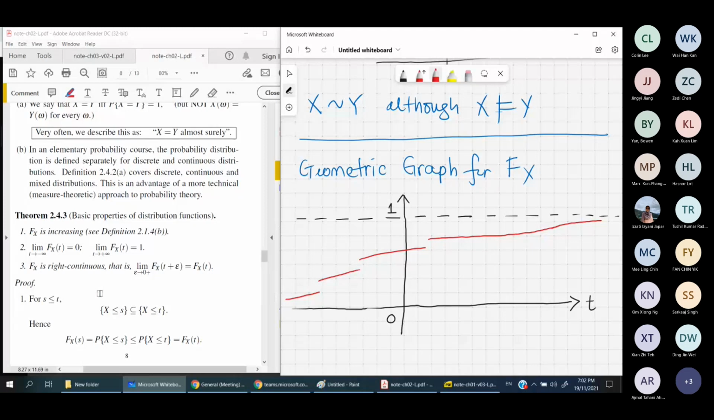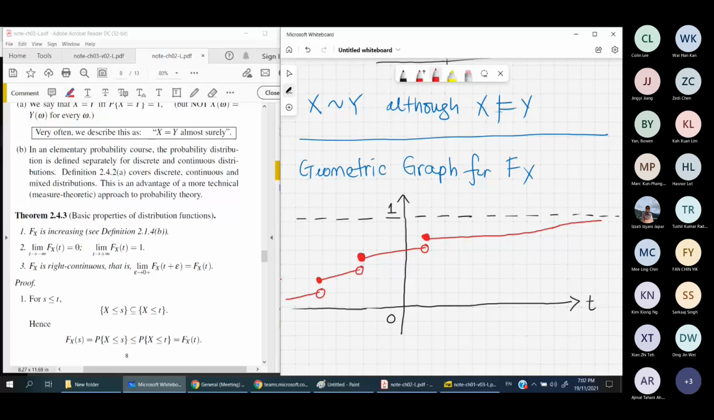And also, it's right continuous. So that means when you come from the right, you may reach the end. So the end is here. And this one, no. So there's a hole here. That's the end here. So this is what it means: when you come from the right side, you may stand here, but if you come from the left, you cannot stand over here.